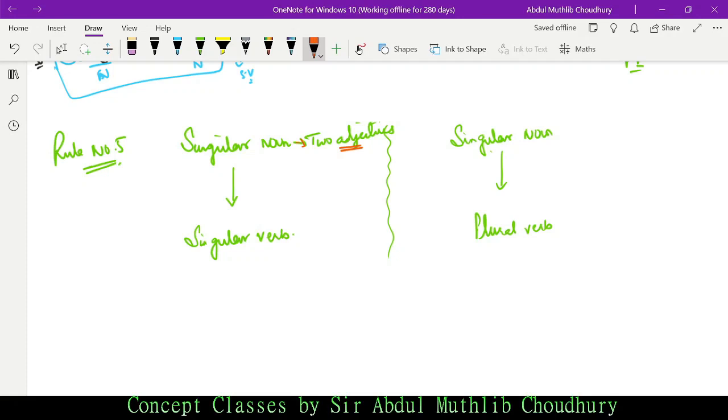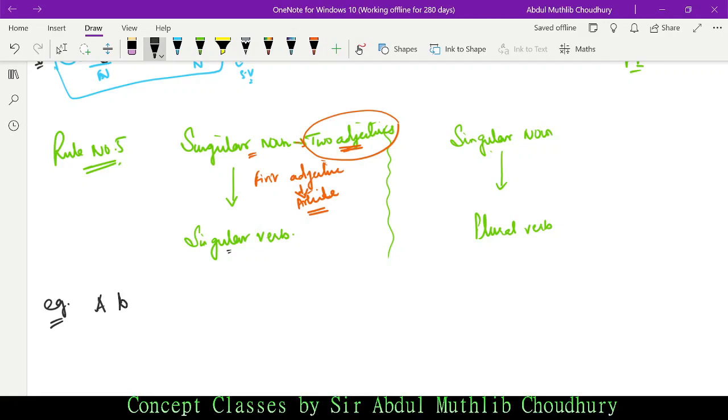Alright. Now, singular noun, if it is followed by two adjectives and only the first adjective, this is similar to rule number 4, similar, not same. Only the first adjective is followed by article. Let me give an example. I repeat, singular noun which is followed by two adjectives and only the first adjective has article, therefore it will be followed by a singular verb. Let me give you an example.